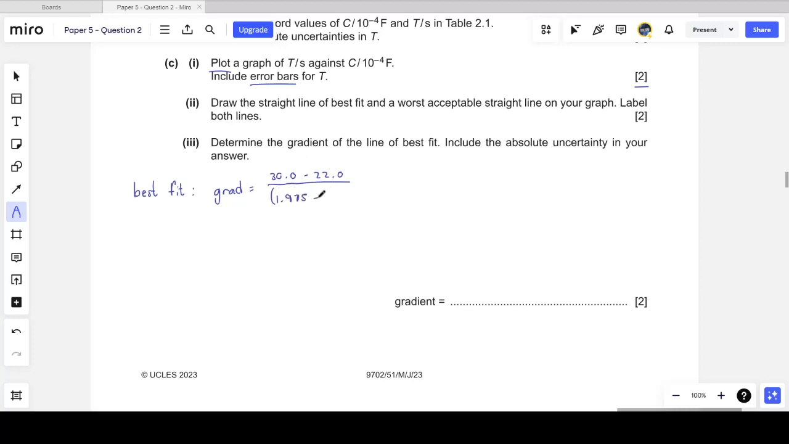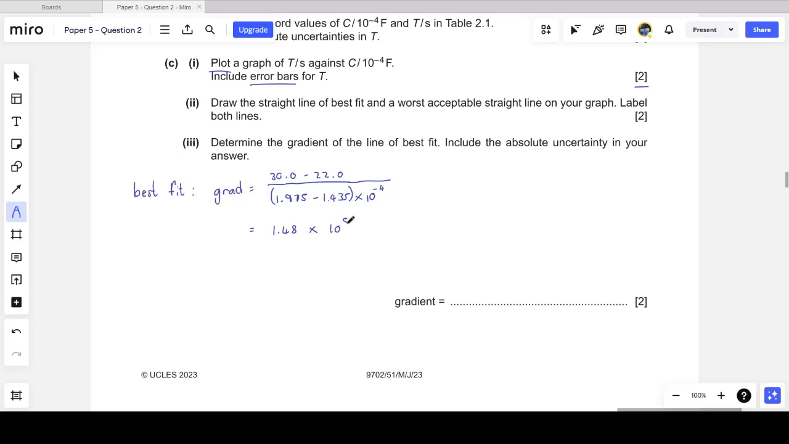1.975 minus 1.435. And I multiply this by 10 to the minus 4. Now again, mathematically, you don't really need the 10 to the minus 4 because it's just a scale factor in a sense, but I prefer to have it there because I know that it means something physically. It's some physical quantity. So I prefer to have it there so it makes my job a little easier later on when I have to use this gradient to find some physical quantity.